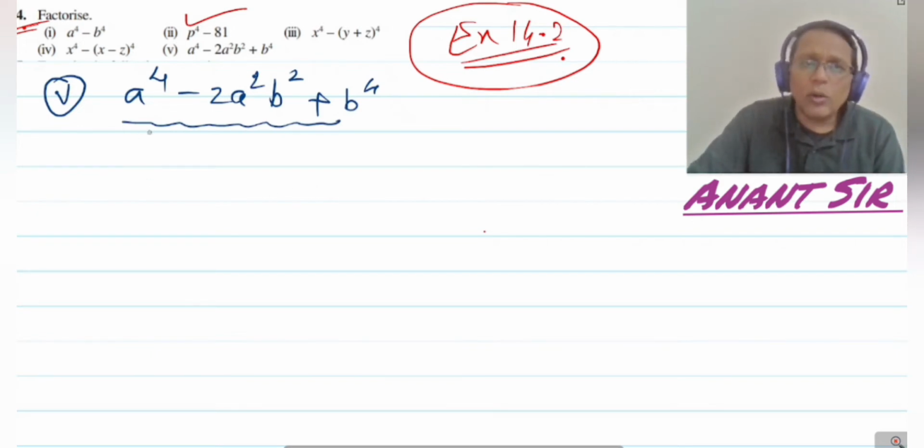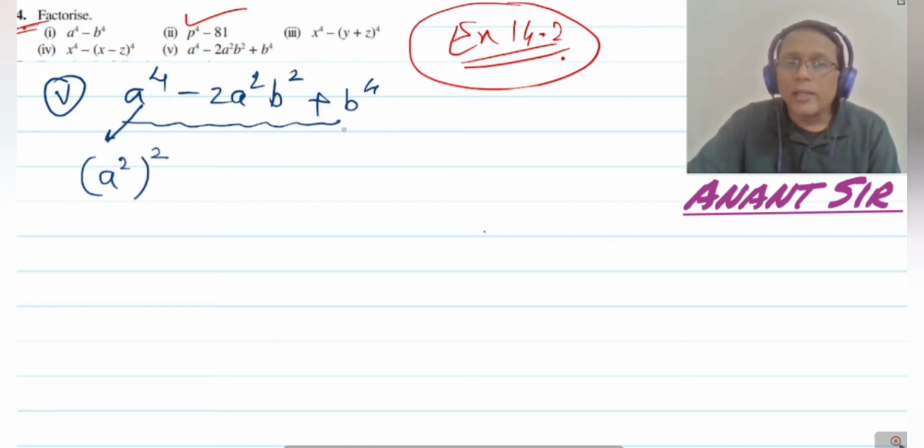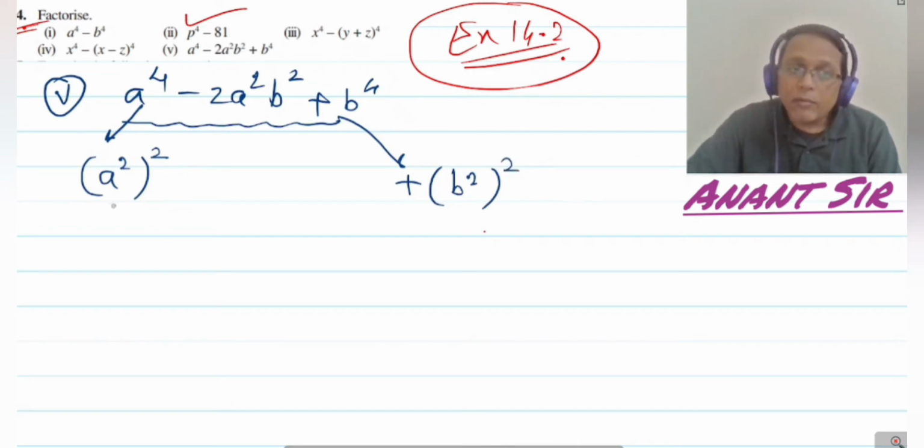Okay. So what we do in this type of question, we are going to factorize this using identity. We have solved this type of question. We check whether this first term is a square of any number. Yes, we know that it is a square of a square. Similarly, we check whether this third term is a square of any number. Yes, it is a square of b square. And then what we do, give the sign of middle term as it is.